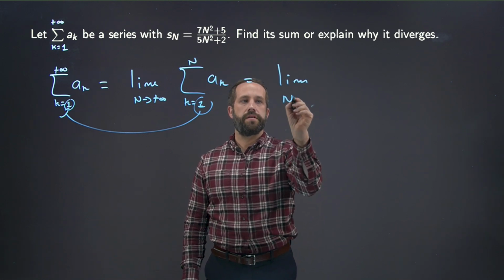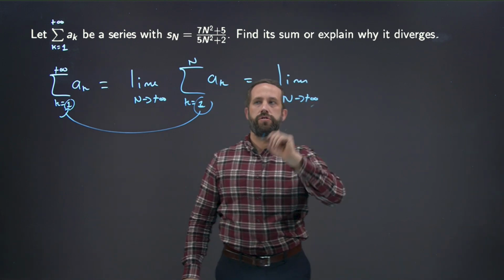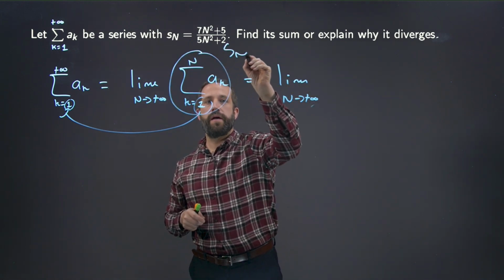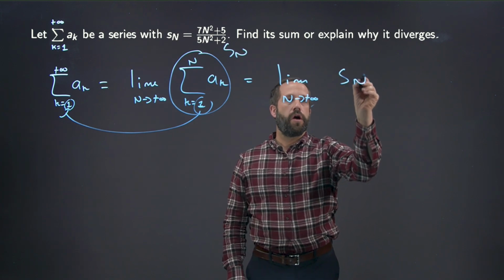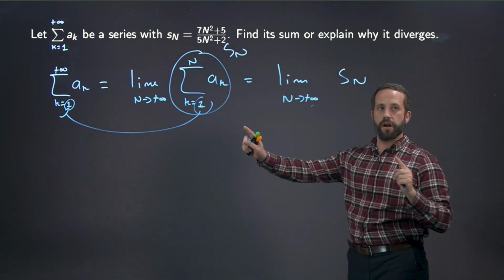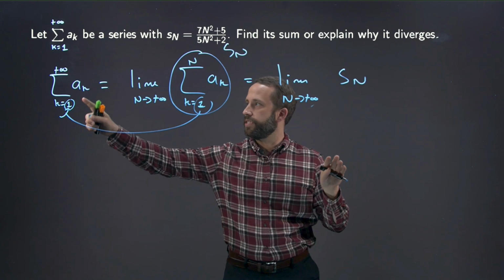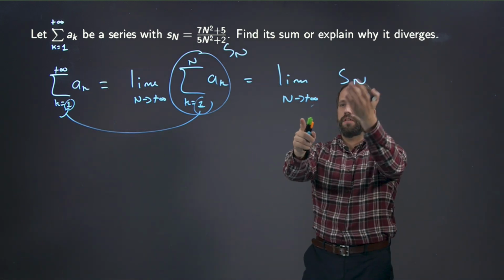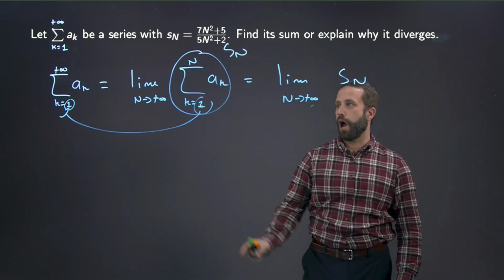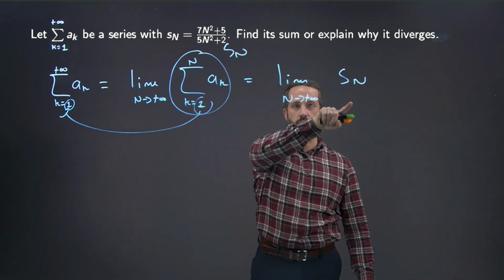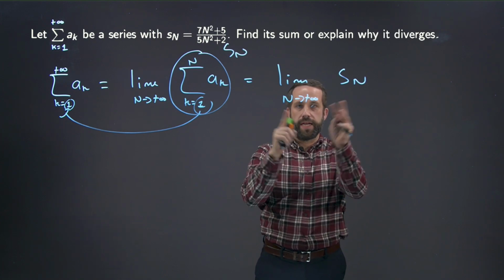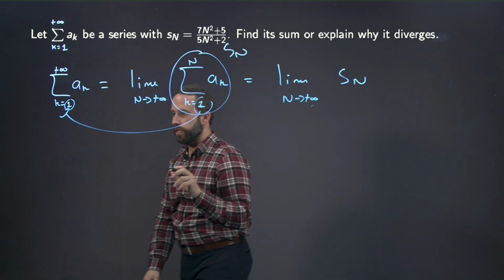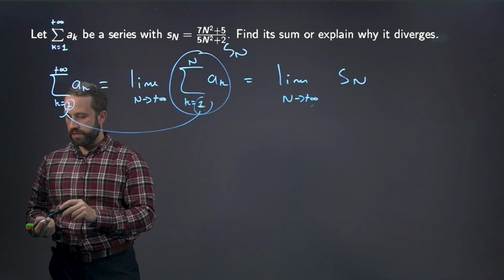This is the limit as n goes to infinity. By definition, this is the nth partial sum, S_n. What we've written here is just the definition of the sum of a series. By definition, it is the limit of the partial sums. And for this problem, we're given what S_n is equal to. So we don't have to compute anything. We don't have to do anything to compute S_n. We're given S_n already.